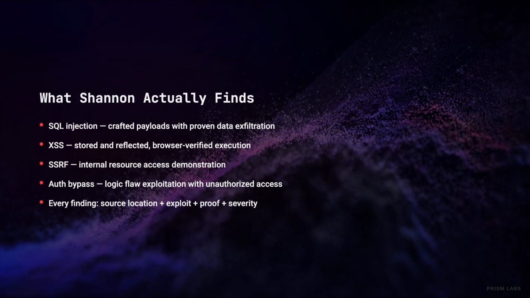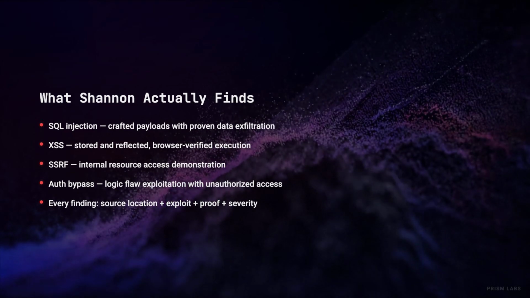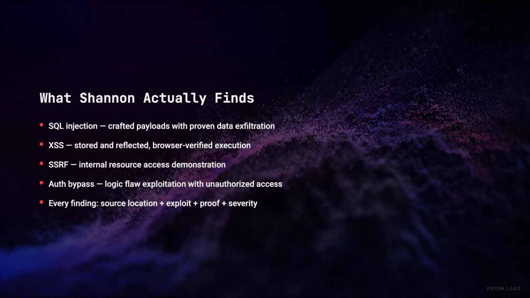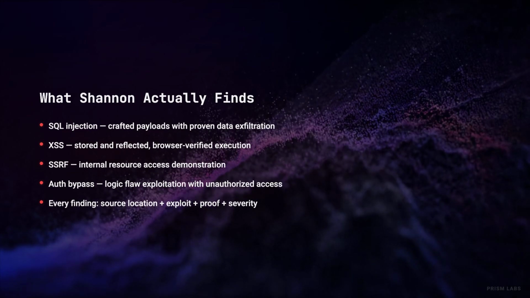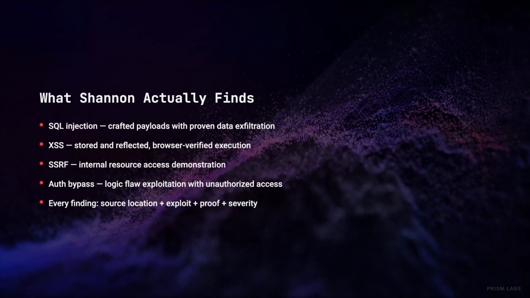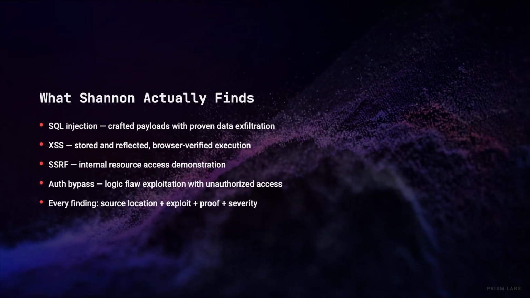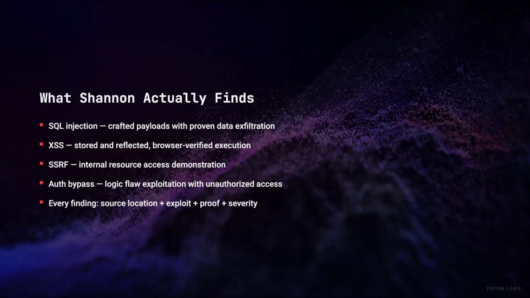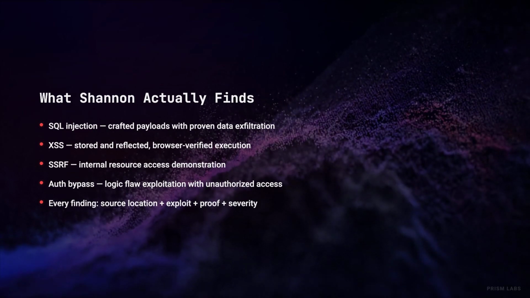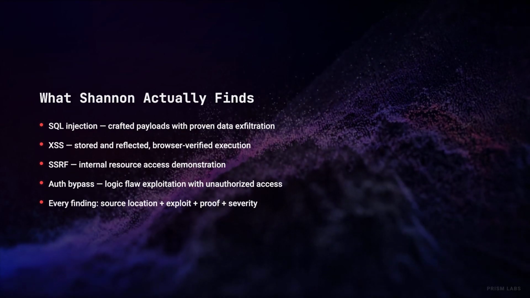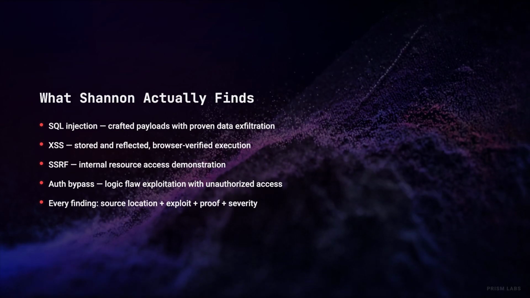Server-side request forgery. Shannon identifies internal service call patterns in the code and demonstrates access to internal resources that should be unreachable. Authentication bypass. Shannon analyzes auth middleware for logic flaws and proves unauthorized access to protected endpoints. And broken authorization. Shannon identifies role-based access control patterns and demonstrates privilege escalation.